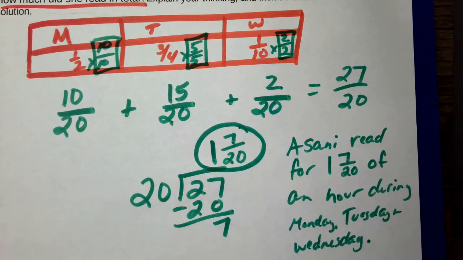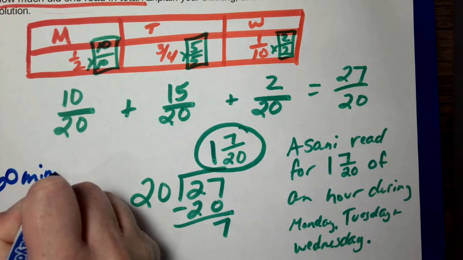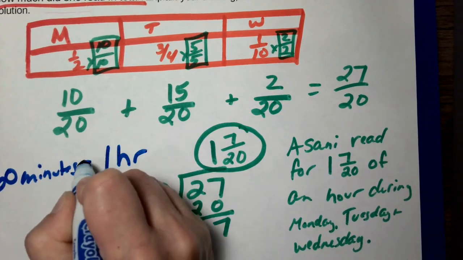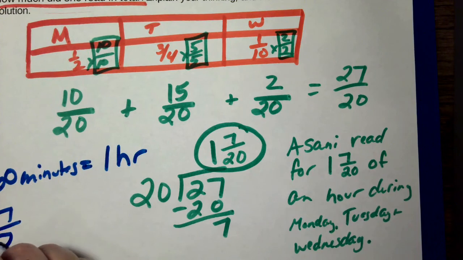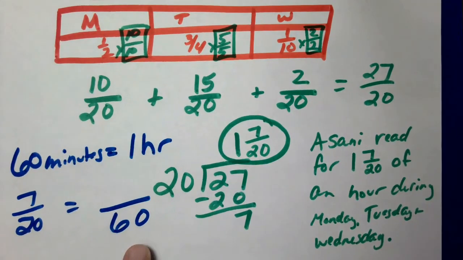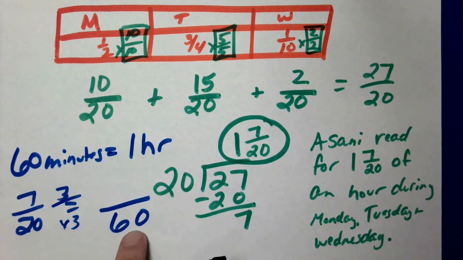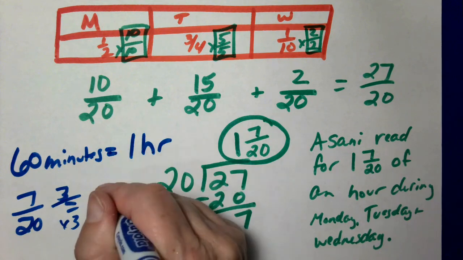Now, if I really wanted to find out how much that was, if you think in terms of a clock, a clock has 60 minutes for each hour, okay? So 1 hour would be 60 minutes. Okay, so that's equal to 1 hour. Now, for 7/20ths, if I wanted to know how many minutes that would be, I need to make an equivalent fraction. So 7/20ths is equal to how many 60ths? Again, I'm making an equivalent fraction. 20 times 3 is going to give me 60. So 20 times 3 is equal to 60, and 7 times 3 is equal to 21.